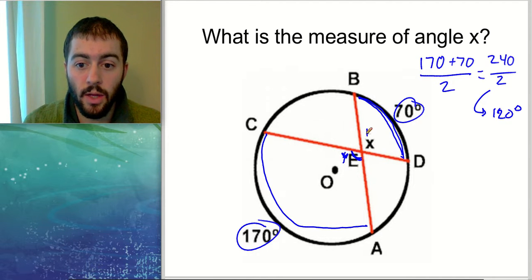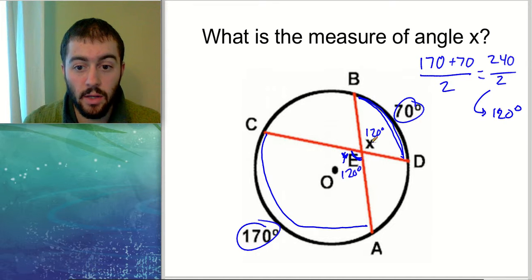So the measure of angle X would then be 120 degrees, and if we call this angle Y down here, again, it's going to be congruent because these are vertical angles. So the measure of both of these angles would be 120 degrees.